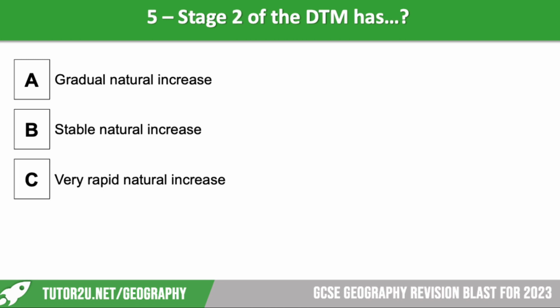Number 5. Stage 2 of the DTM has A, gradual natural increase, B, stable natural increase, or C, very rapid natural increase.